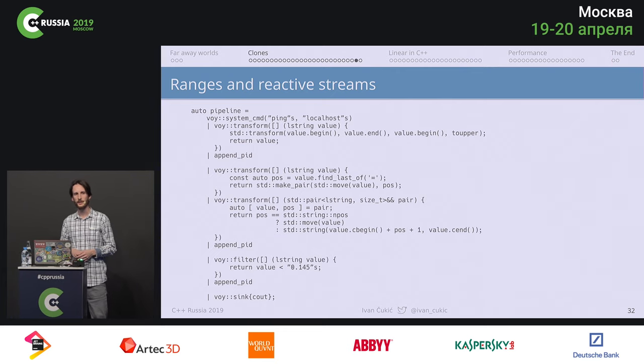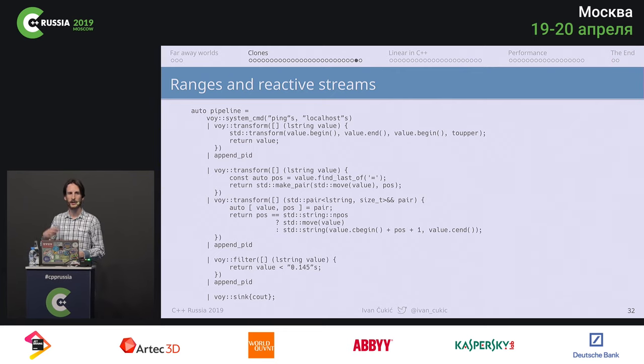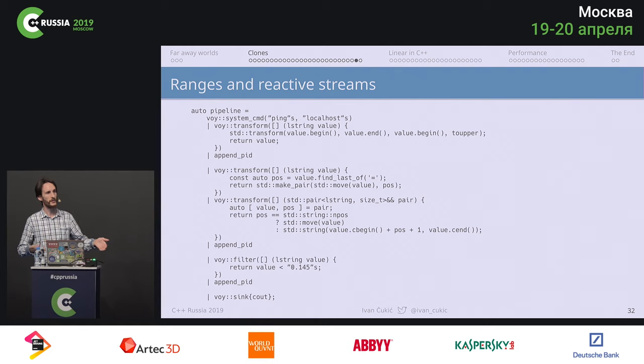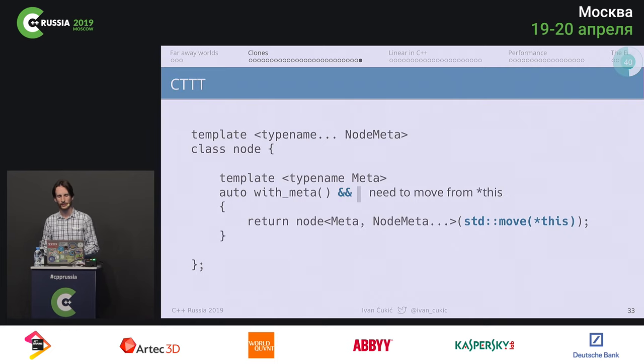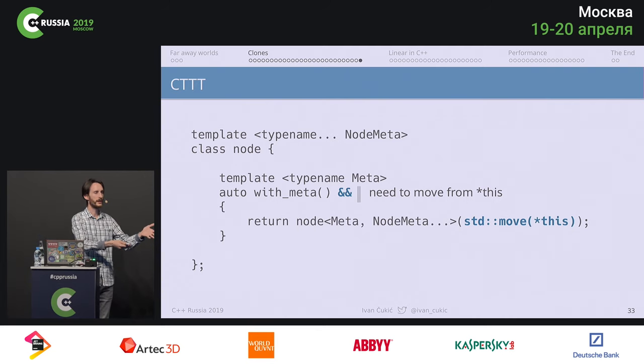The second example where move-only types are really useful is when you have ranges, reactive streams, or anything else. With reactive streams and ranges, you are passing values from one transformation to another. If you're passing, you just need a move. You don't need a copy anywhere. Also, with compile-time type tagging, it's quite useful when you need to change the type of something but not change the contents. Just move the old contents into the new type.